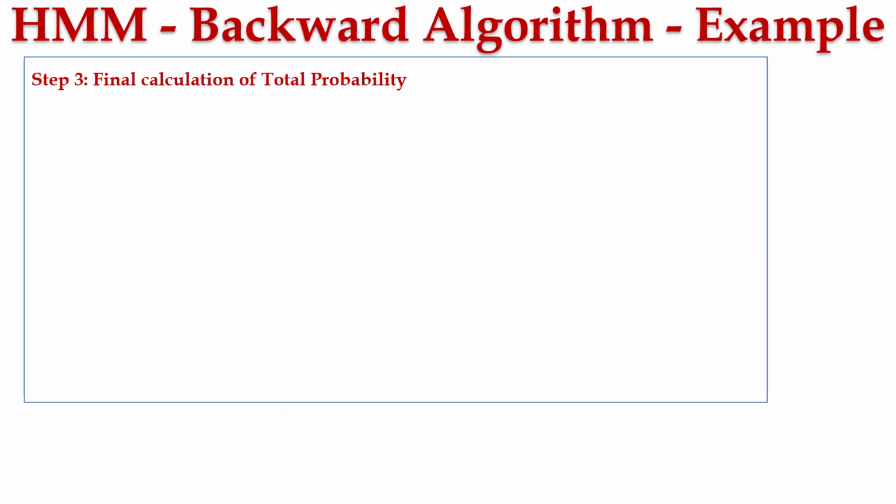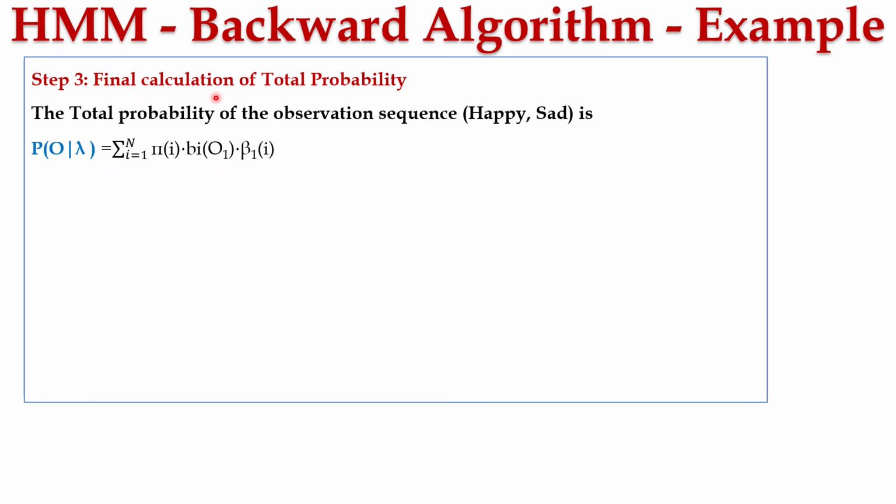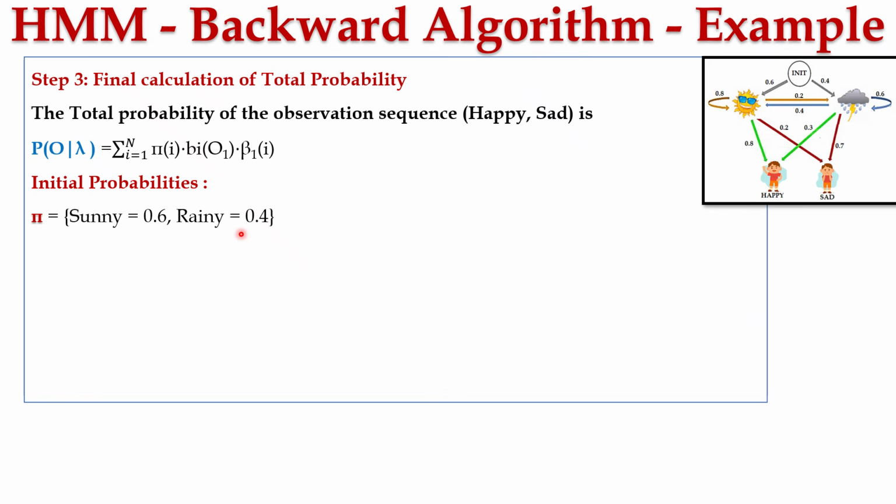Step 3 is the final calculation of total probability. The total probability of the observation sequence happy, sad is calculated by the formula P of O given lambda, which is equivalent to summation i equals 1 to n of pi i into bi of O1 into beta 1 of i. The initial probabilities, we know that the pi value for sunny is 0.6 and pi value for rainy is 0.4 as per our model.